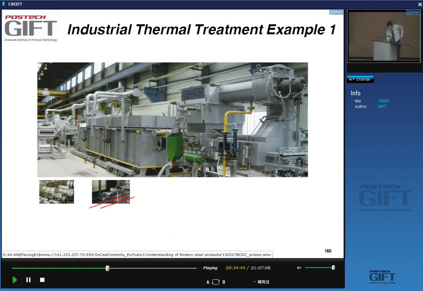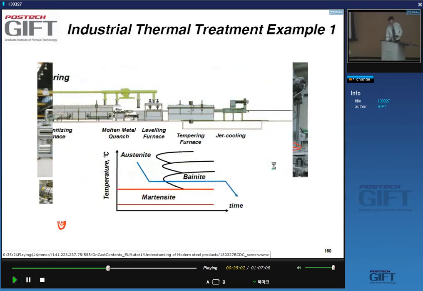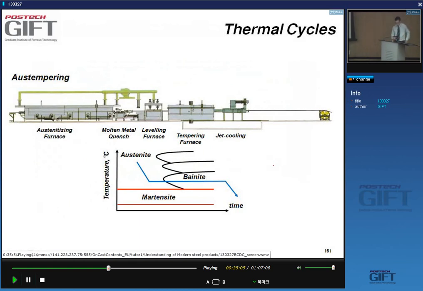And here are the same strips, they're coiled, so-called narrow band. And this is the unit, and the strips move through the unit here and get a thermal treatment. So let's have a look at what kind of treatments they get. Well, for instance, you can austemper the material. Austempering is another word that's used for bainite transformation, bainitic transformation.